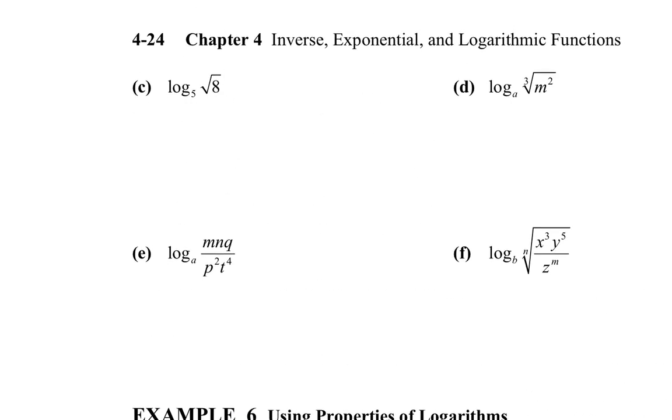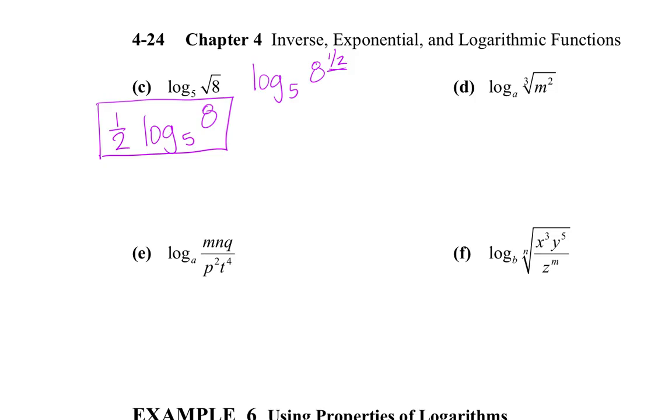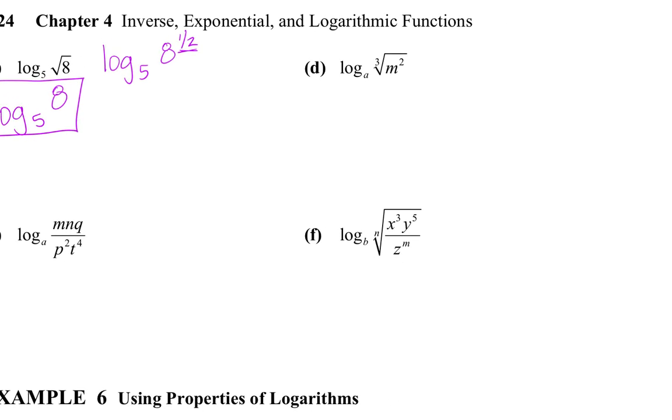So here, this is log base 5 of 8 to the 1/2. So this would come out front. So you'd have 1/2 log base 5 of 8. Okay, remember, this would be log base a of m to the 2/3. This is your numerator, this is your denominator. So we would rewrite this as 2/3 log base a of m.